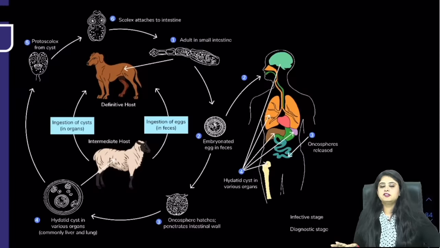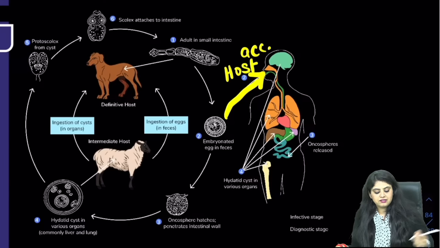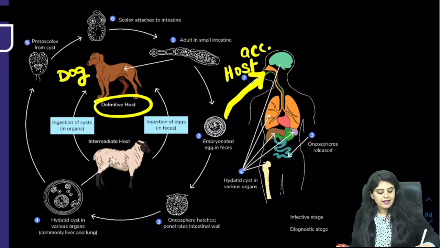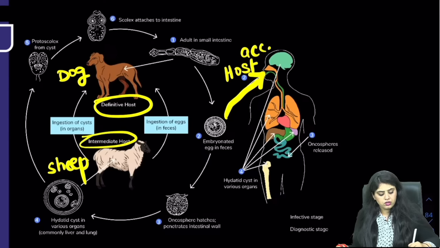My favorite. Isme the human being is chugged onto one side. As soon as I see that the human being is chugged onto one side, means the human being is an accidental host. If he's an accidental host, I can see the definitive host mentioned over here is a dog, and the intermediate host mentioned over here is a sheep. This is definitely dog tapeworm.